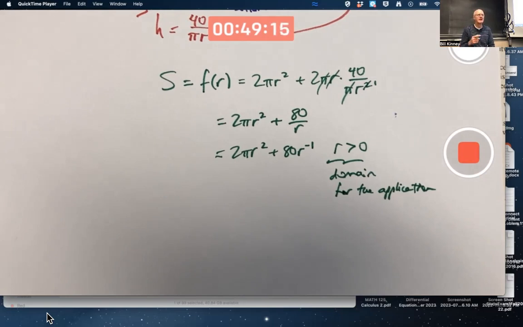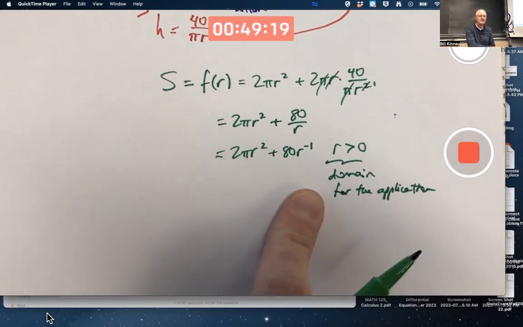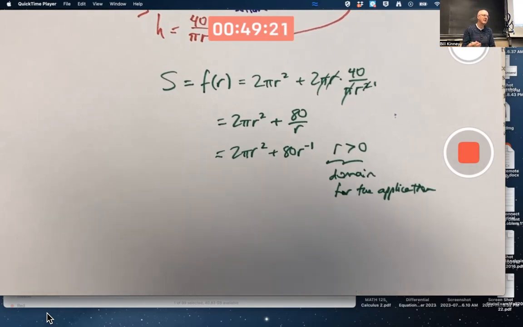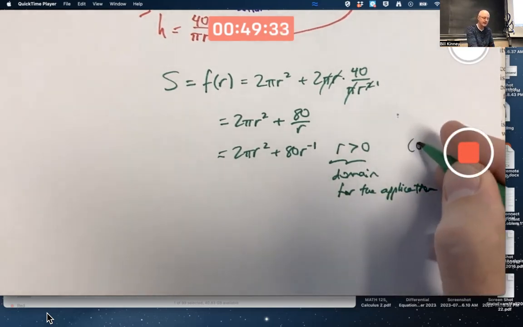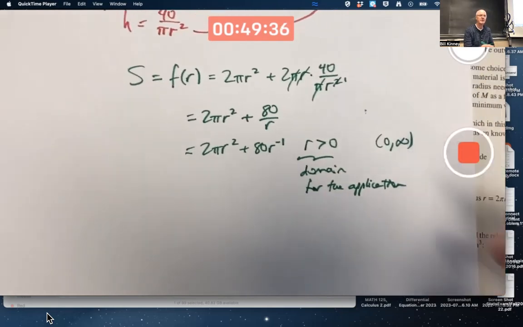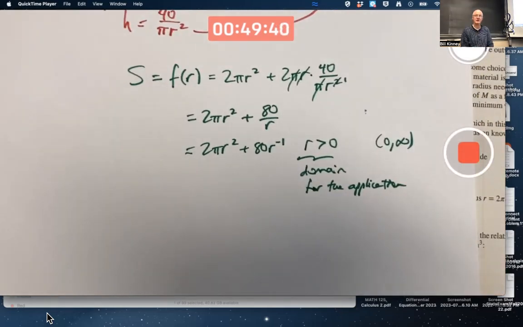Unfortunately, in terms of finding a global minimum here, it seems like the fact that r could be any positive number could be a problem, right? Because think about what we did on Wednesday. We were finding global maxima and minima over closed and bounded intervals. The interval here is really 0 to infinity, not a closed and bounded interval. So maybe this function's got no global minimum. But we're fortunate it does.